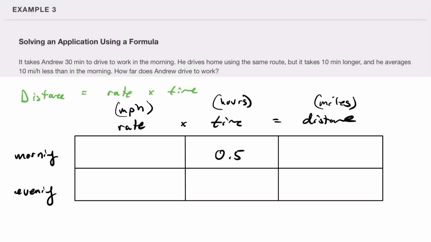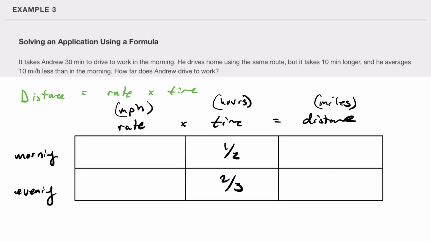He drives home using the same route, but it takes 10 minutes longer, right? So instead of 30 minutes, it takes 40 minutes. 40 out of 60 is what? 2/3. So here, let me do fractions. This one is 2/3, and this one is half an hour, right? Because if it takes him 30 minutes going, it takes him 40 minutes coming back. 40 divided by 60 is 2/3, right?